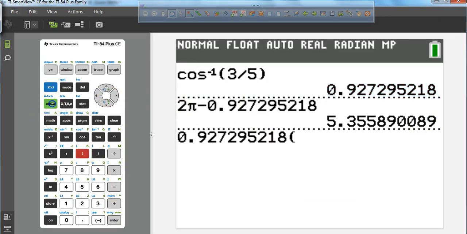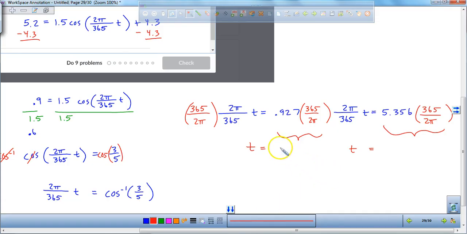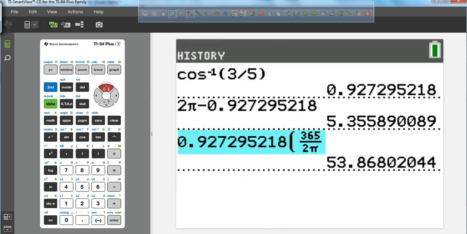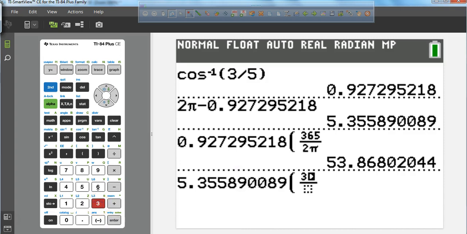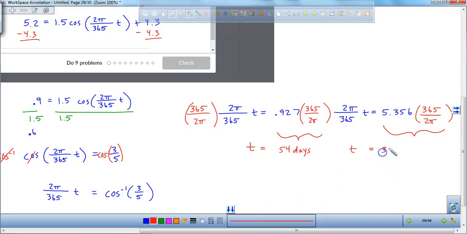So right here, I'm going to take the first one and multiply it. I'm going to go alpha y equals enter. I'm going to type in 365 over 2 pi. Press enter, and I get 53.86, which basically means 54 days. Then I'm going to go up here and grab this one right here, and once again multiply it by 365 over 2 pi, and I'll close the parentheses this time. That equals 311 days.